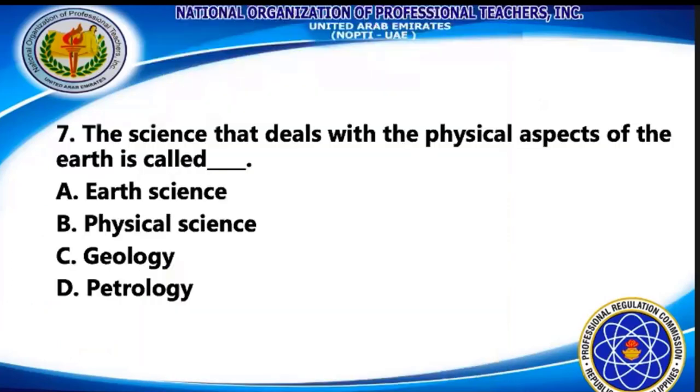Let's proceed. Next, 7. The science that deals with the physical aspects of the earth is called what? What's the correct answer? Physical aspects of the earth. Siyempre, the correct answer is earth science. Kasi ang earth science, yung letter B naman is physical science. Earth science is one of the branches of physical science.